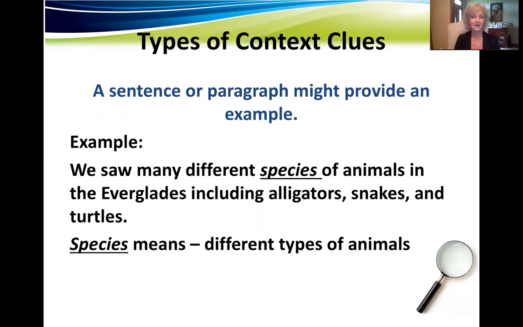The sentence or paragraph you're reading might also provide an example. We saw many different species of animals in the Everglades, including alligators, snakes, and turtles. Species means, well, in the text it said species of animals, so we know it is a group of animals, and then it gave us a list of animals in the Everglades. So we can determine species means different types of animals.